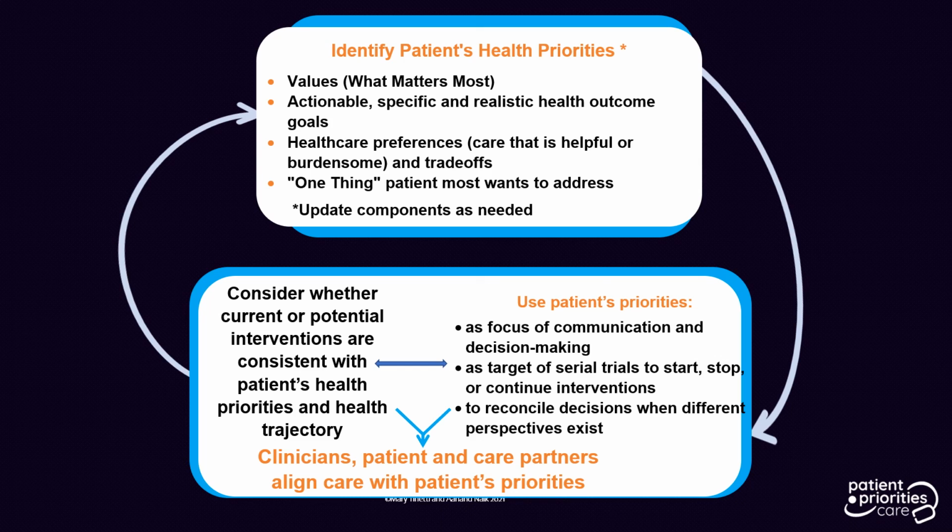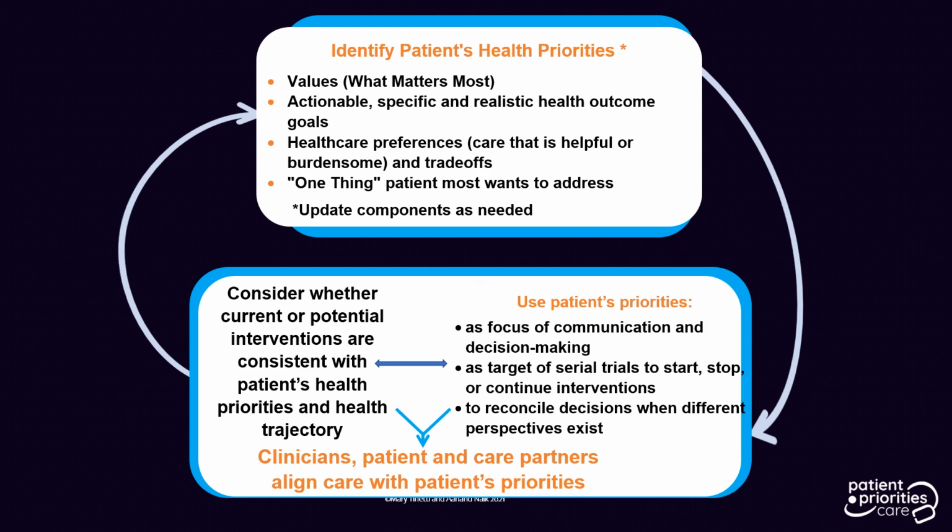As you can see, this step has 2 parts. First, when the focus becomes achieving patients' priorities rather than solely treating each chronic condition, it is necessary to consider which current or potential interventions are most likely to help the patient achieve their most desired outcome goals while being consistent with their healthcare preferences, what they are willing and able to do.